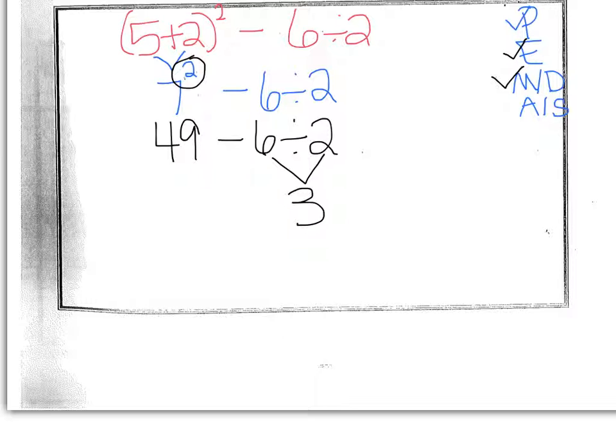Again, one step at a time. All I've done is evaluate the 6 divided by 2 to get 3, and I bring everything else down. My final step is to subtract. 49 minus 3 equals 46. So our final answer is 46. Okay? Let's take a look at another example.